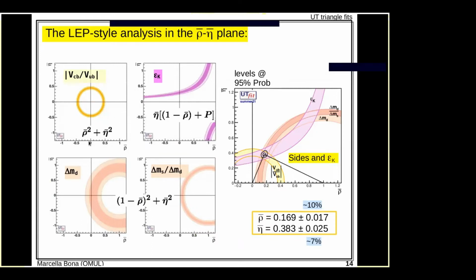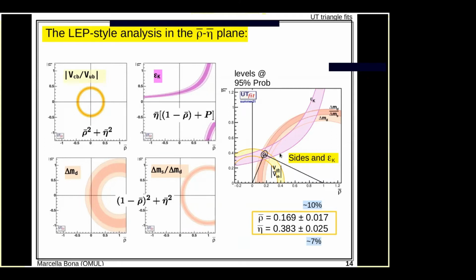Now, if I put all my four left-side constraints together, I get this, we call it the sides plus epsilon K fit. And you have this kind of determination. This is the error between 7 and 10% on rho bar, eta bar, which is already rather good because we made lots of improvement in the last years on the B-related determinations, and also on the lattice QCD, of course. So even if this is an old style analysis, it has been improving in the past years.